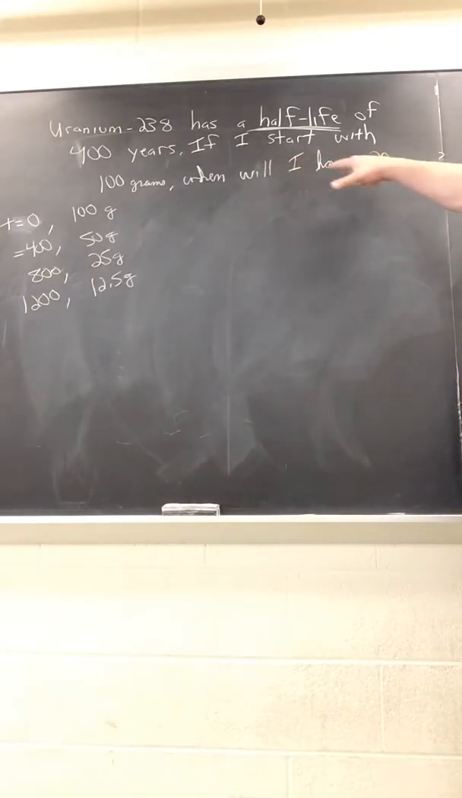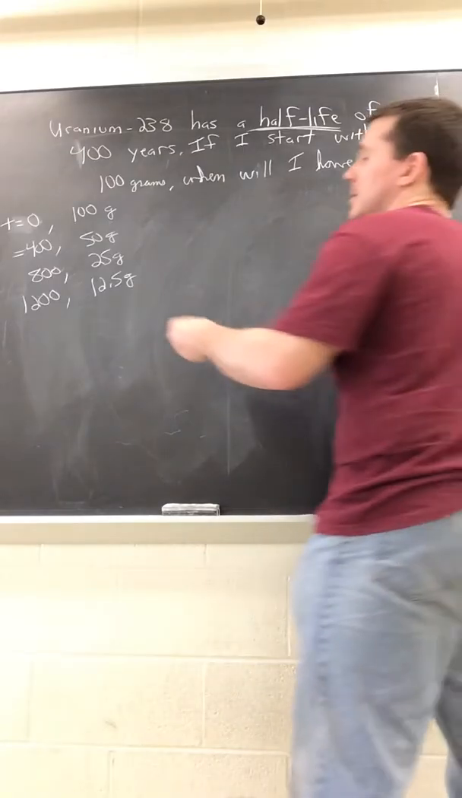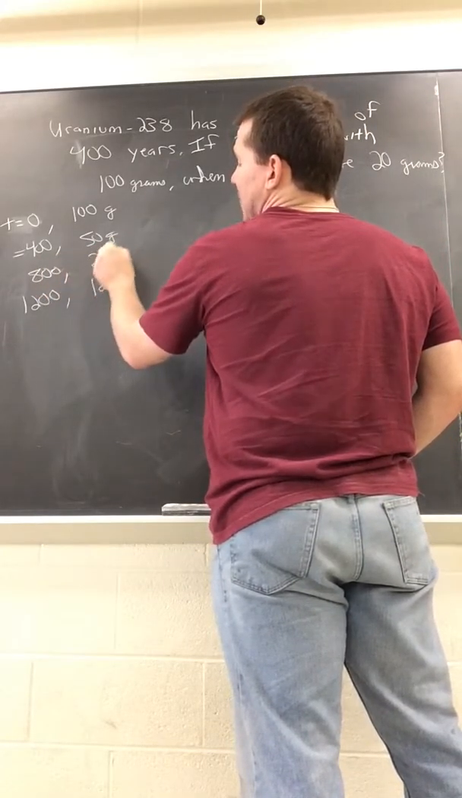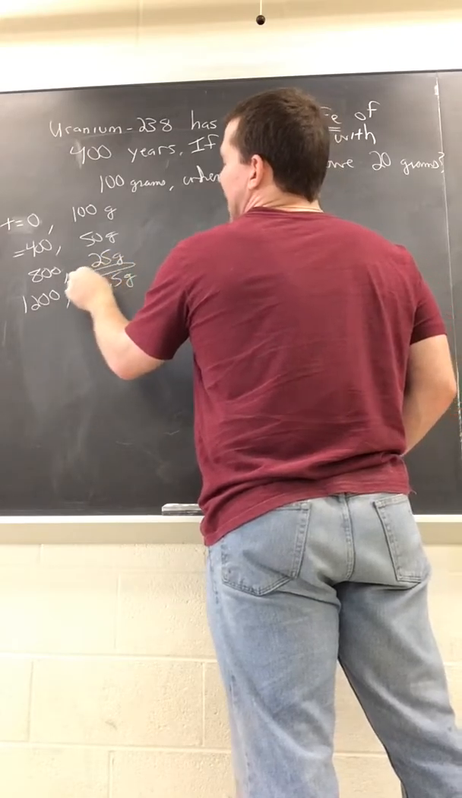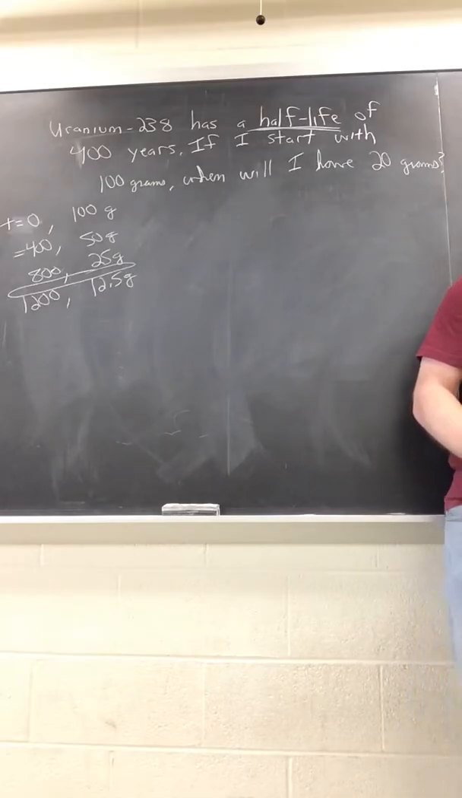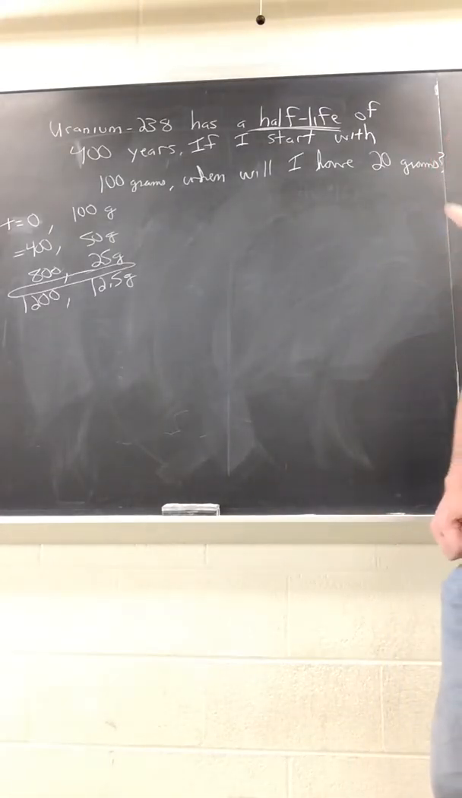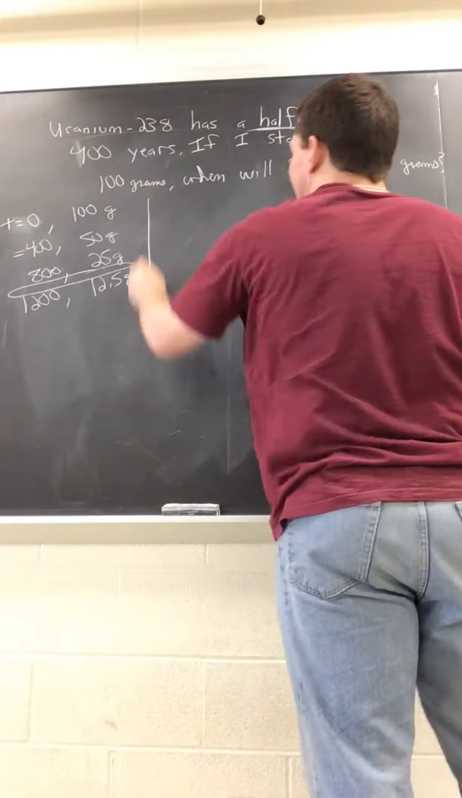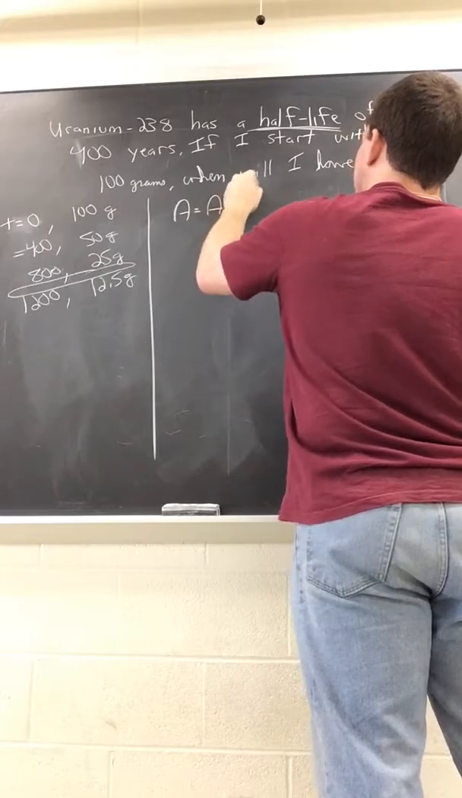Which means, if you think about it, if I start with 100, when will I have 20 grams? Well, in 800 years I have 25. In 1,200 years I have 12.5. So my answer should be right in here, somewhere between 800 and 1,200. Now I just want to refine that down. It's an exponential decay problem, so we go back to our standard equation. A equals A initial e to the kt.